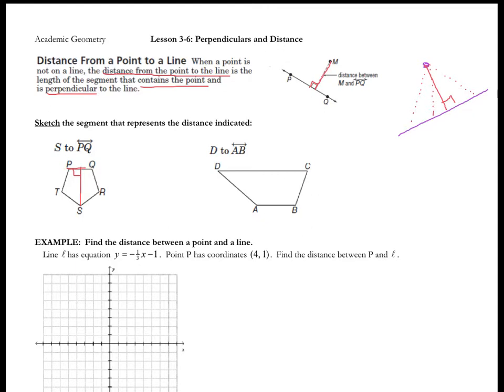The next one says sketch the segment that represents the distance from D to line AB. Well, for this one, when you go to drop a perpendicular to that opposite segment, it is helpful if you think about stretching out this segment here, because otherwise they are not going to intersect. So that segment would be the perpendicular distance from point D to line AB.